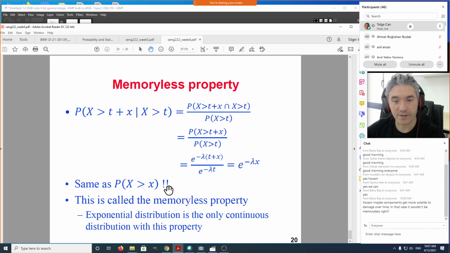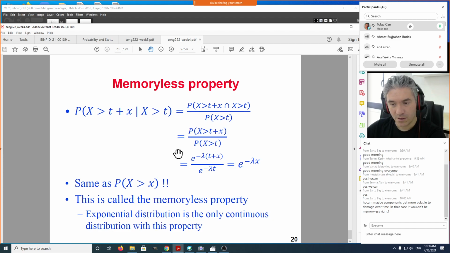You're absolutely right. So this is assuming that we have the same exponential distribution with the same lambda, which doesn't change over time. In that case, when we solve this, you see we get the same e to the minus lambda x. So this is exactly the same as x greater than x. So knowing that x is greater than t doesn't help. This is called the memoryless property of the exponential distribution.